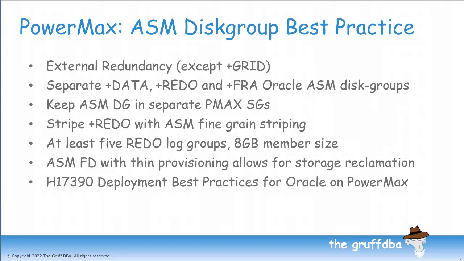Keep your ASM disk groups in separate PowerMax storage groups. For extra performance, use ASM fine-grained striping for the redo logs. Again, for performance, we recommend a minimum of 5 redo log groups, typically with 2 members per group, and make the redo logs large enough to avoid excessive redo log switching. We've suggested 8 GB as a starting point here. You might need larger or smaller depending on your needs.